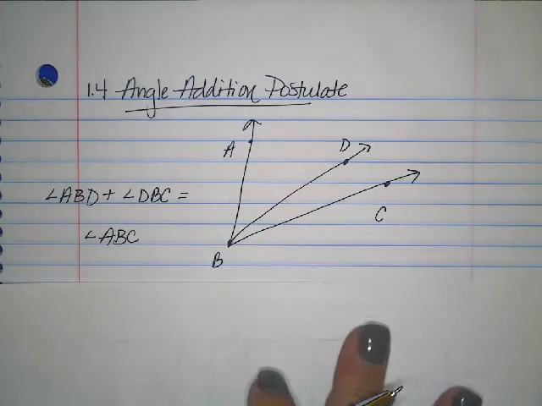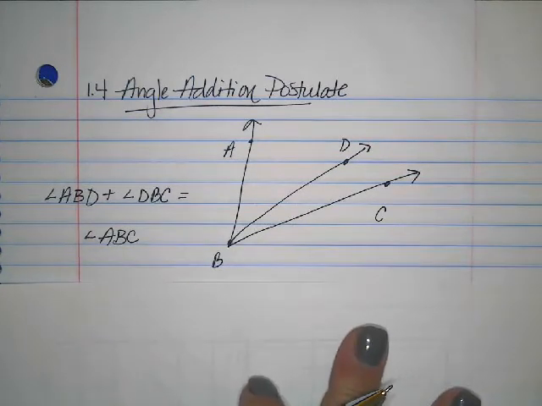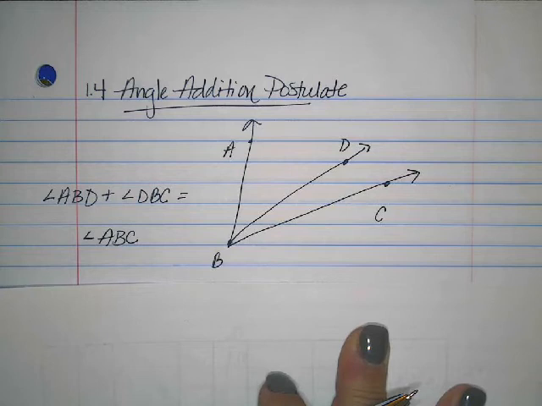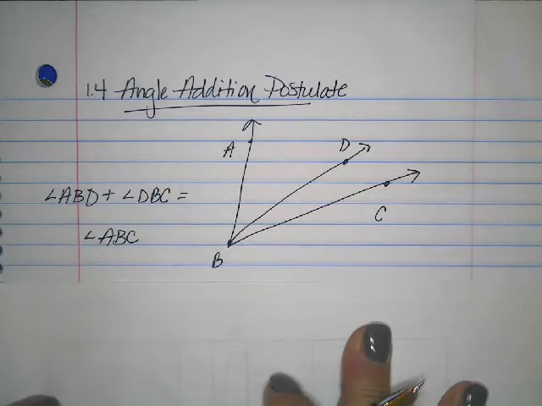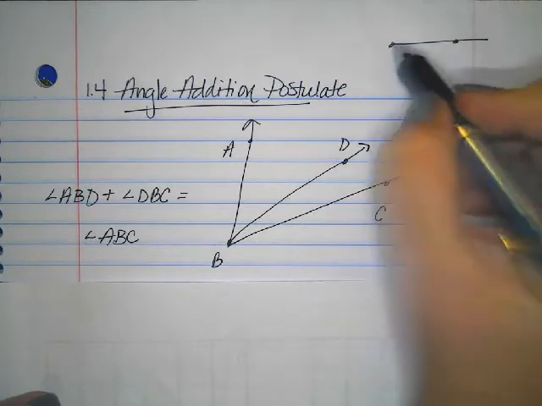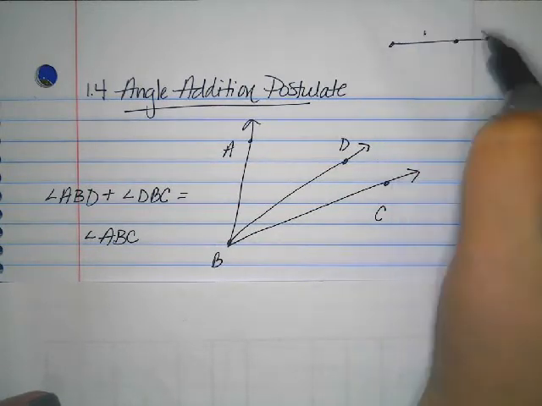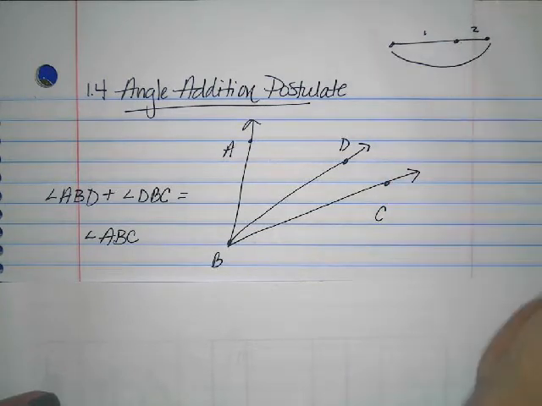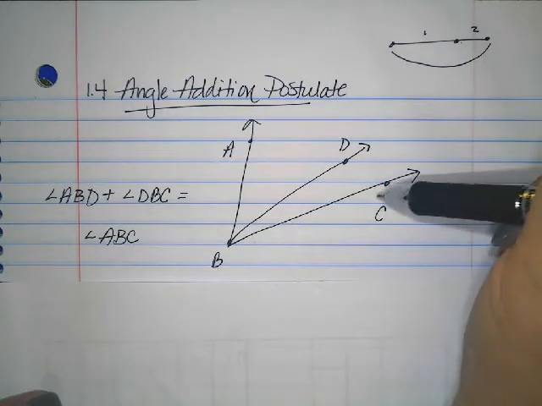Our next postulate today is the angle addition postulate, and this is postulate 1.4. It's kind of similar to the segment addition postulate that we did. Remember, in the segment addition postulate, we had a line segment, and we said that this one plus this one, these two little pieces, add to be the whole piece. What's really similar to this is an angle.